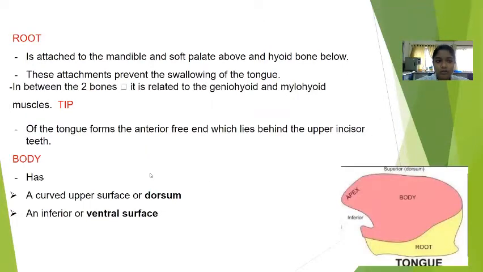So coming to the root, it is attached to the mandible and soft palate above and the hyoid bone below. These attachments prevent the swallowing of the tongue. In between the two bones, it is related to the geniohyoid and mylohyoid muscles.